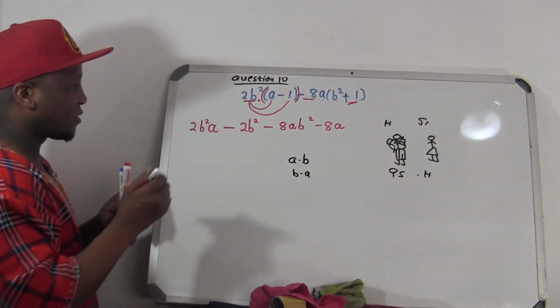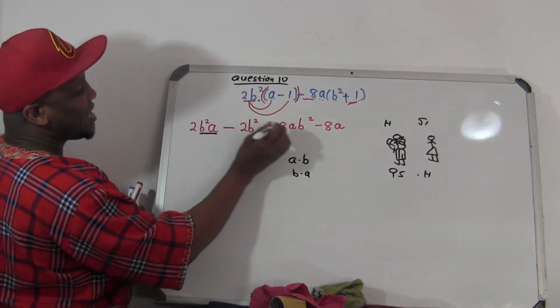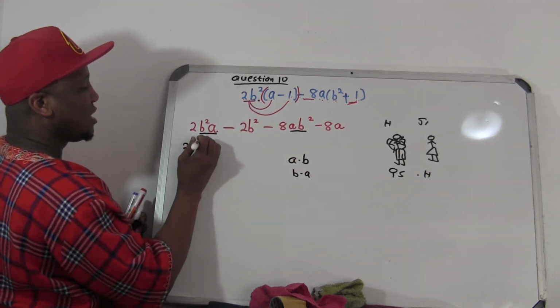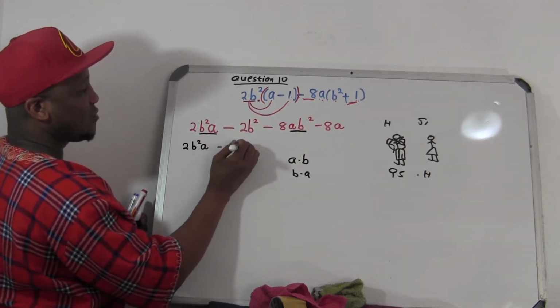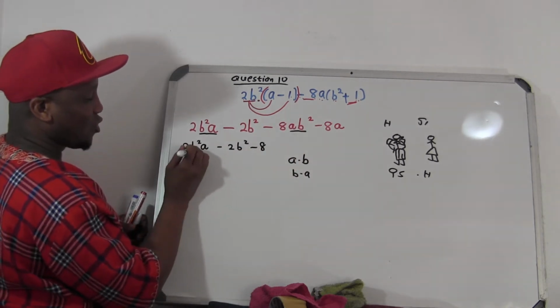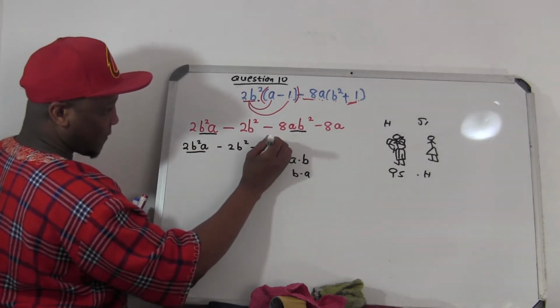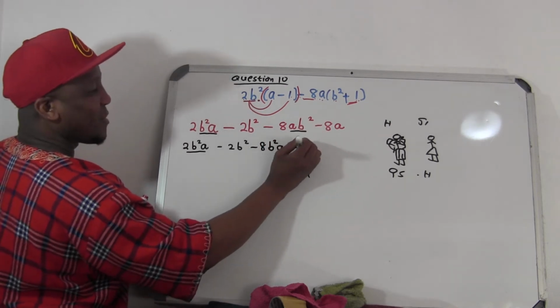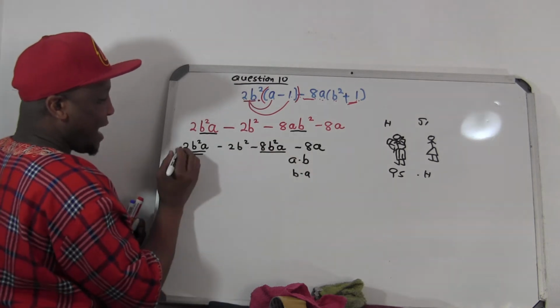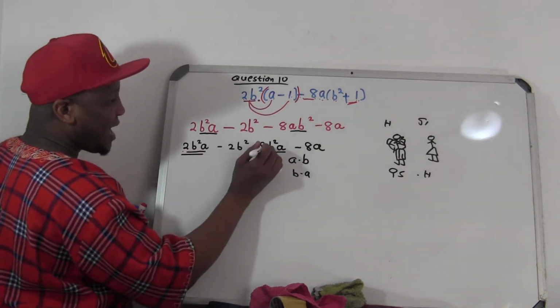So what I'm going to do here, look, this is B square A, and this is AB square. So I can just flip it. That's okay. So this is going to be 2B square A minus 2B square. See this? I can just flip, I can say minus 8, because I want to start with B square first, and then go with A. So minus 8A. So you see these are like terms. 2B square A, 8B square A.